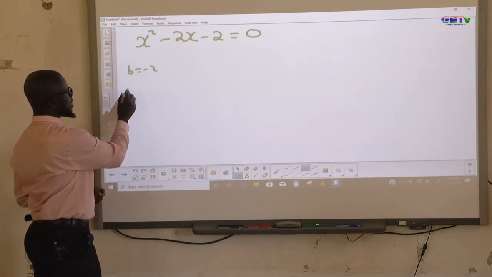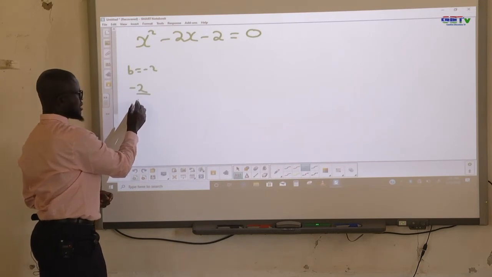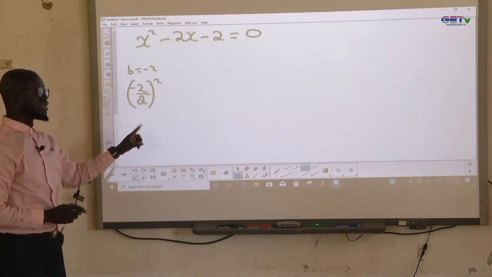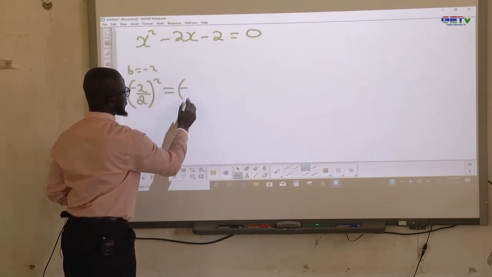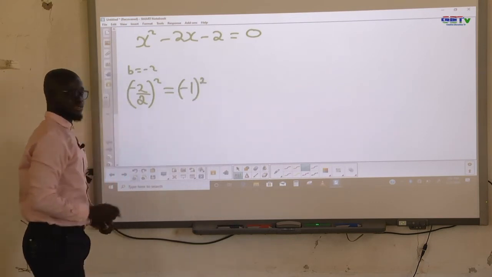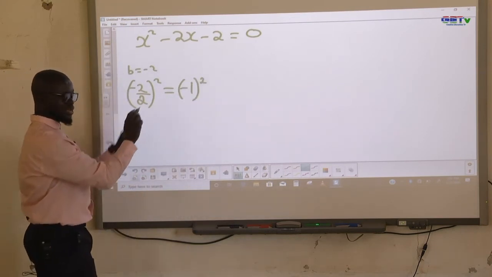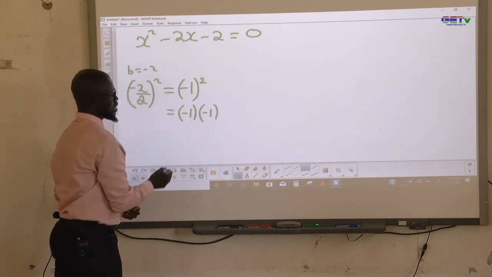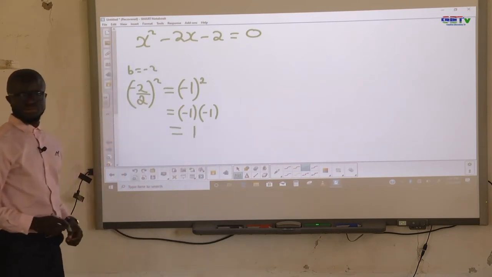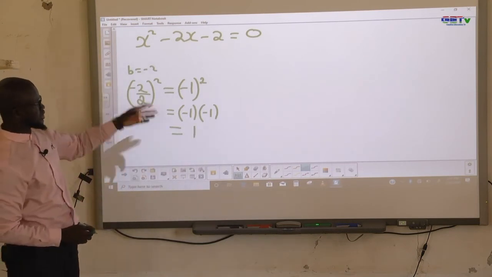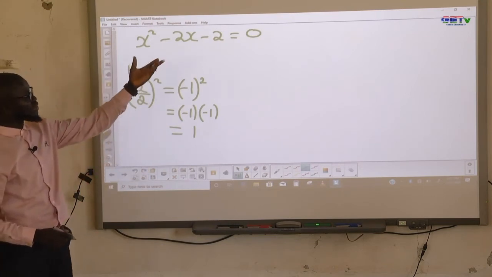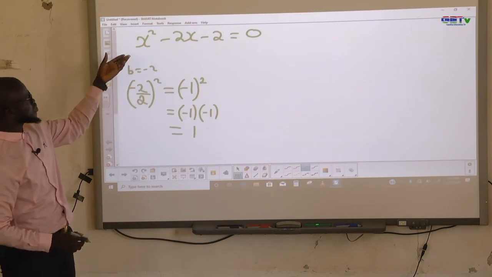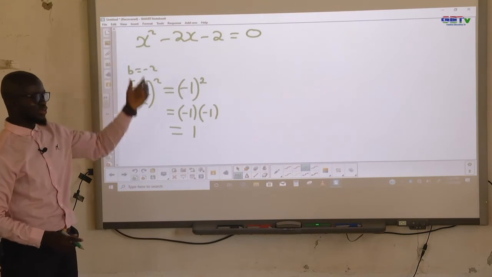We are going to divide the value of negative 2, which is b, by 2, then square it. If you divide negative 2 by 2, the answer is negative 1, all squared. And negative 1 in bracket squared is the same as negative 1 times negative 1, and the answer is positive 1. Now with this, our next target is to solve the quadratic expression x squared minus 2x minus 2 equals 0.